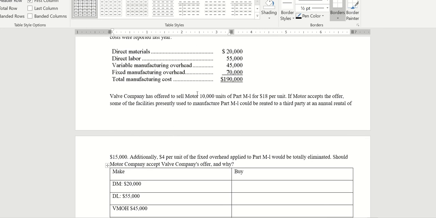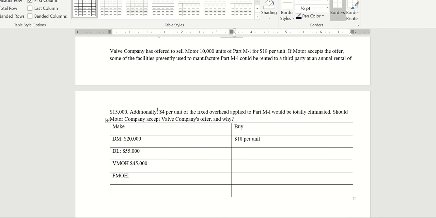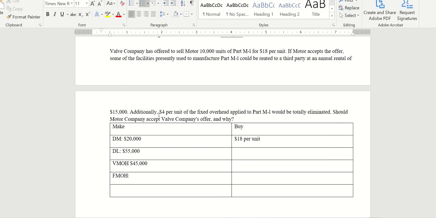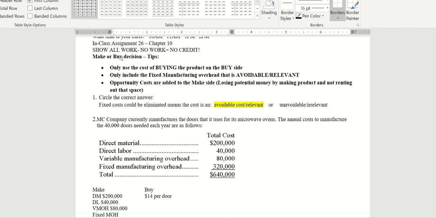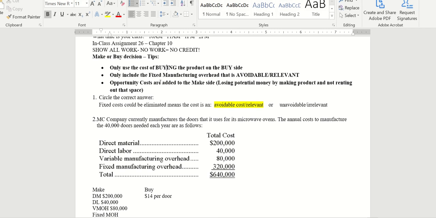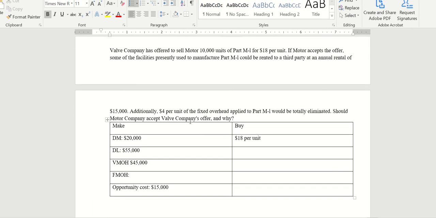And then they have an offer. Valve Company offers $18 per unit, so that's our $18 per unit. I only want one number on the buy side, and that's the price that they're offering. And then they say that they could rent, so there's an opportunity cost on the make side of 15,000. So remember, I'm just going back to the hints. Only the cost of buying is on the buy side, and then opportunity costs are added to the make side. So I'm adding that opportunity cost of rented to a third party. So if you go buy it, you can rent out this space and make 15,000.